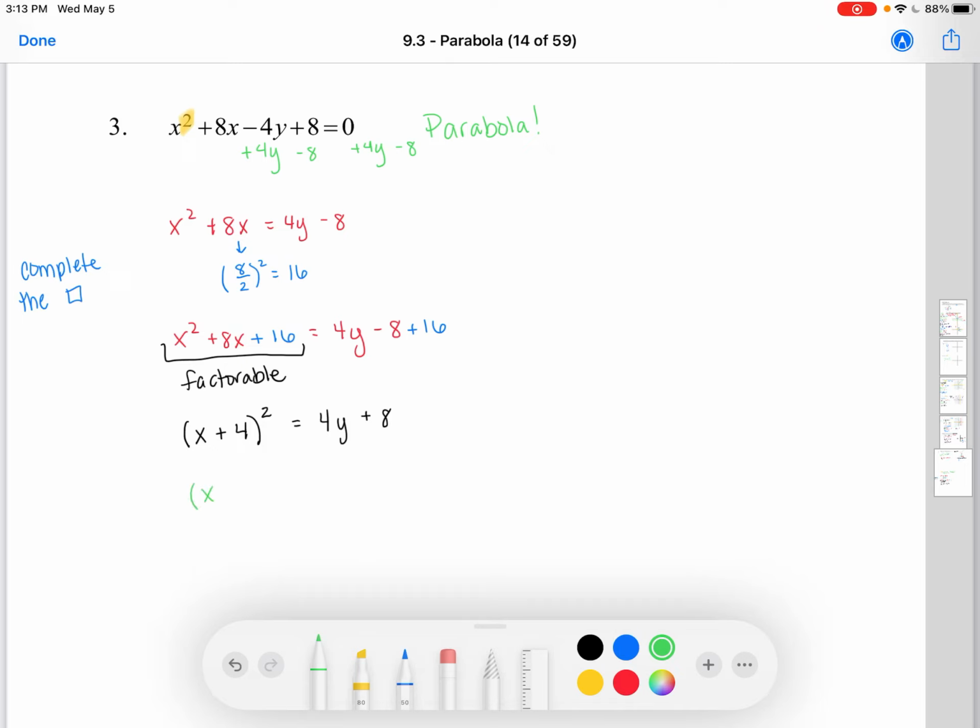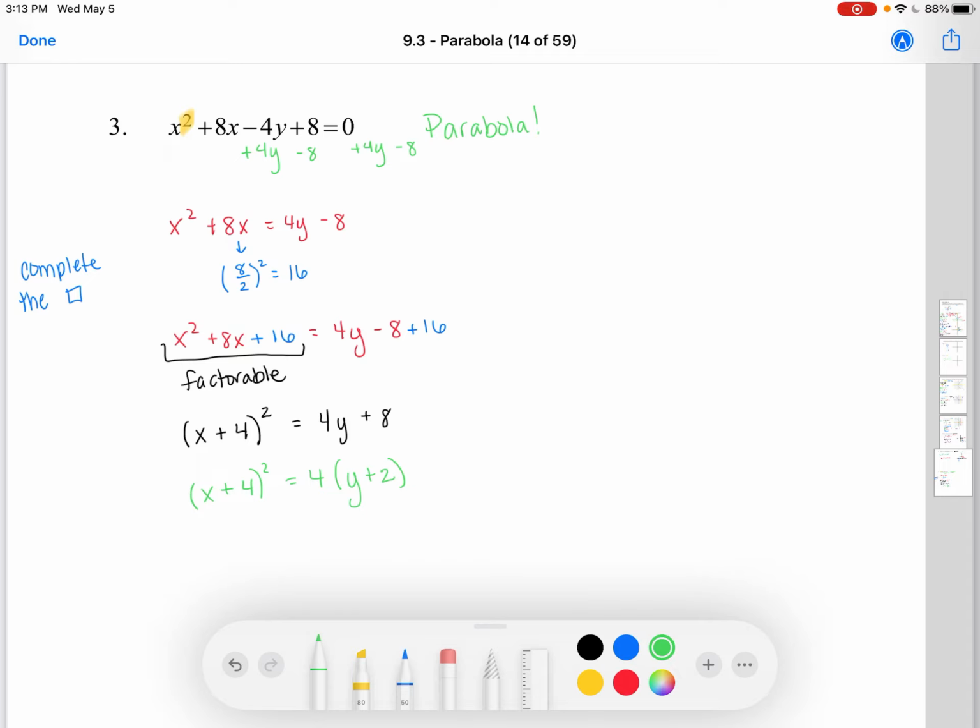And then on the right side, I still don't know the vertex point, so I'm going to factor the right side real quick with just the 4's, giving me a 4 parentheses y plus 2. There's no need to graph this one. The directions don't ask us to, but let's just consider a few things.